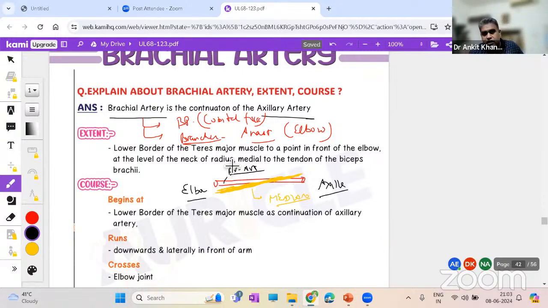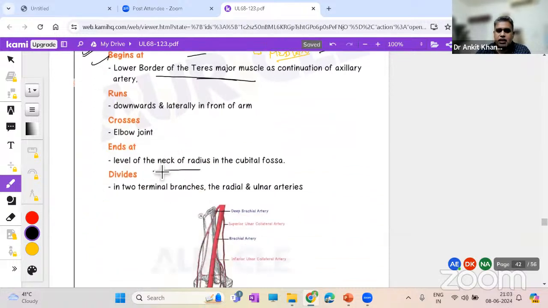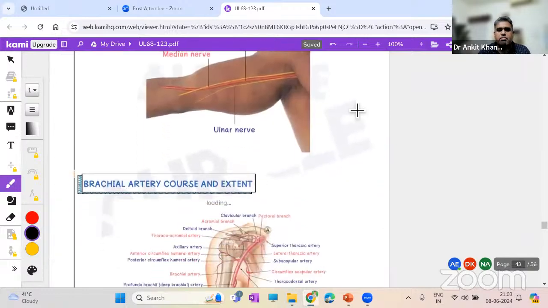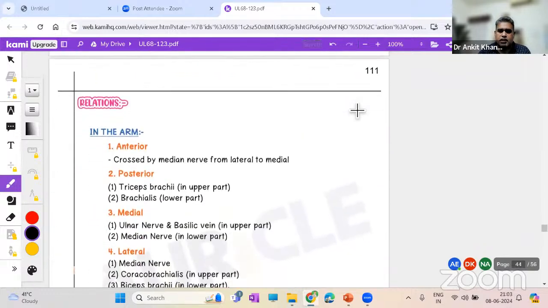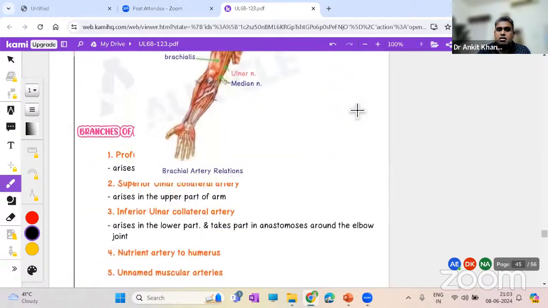Then if you know the axillary artery, you know where it ended: at the lower border of teres major. So the brachial artery will begin at the lower border of teres major. Its course runs from there, crosses the elbow joint, and ends at the level of the neck of radius. It is a vessel, so you should know from where to where it runs and which structures it passes. Simple as that. Then you should know its branches, which are very, very important. Brachial artery: course, extent, all these diagrams. Relations not that much needed, let me tell you. Skip the relation part.